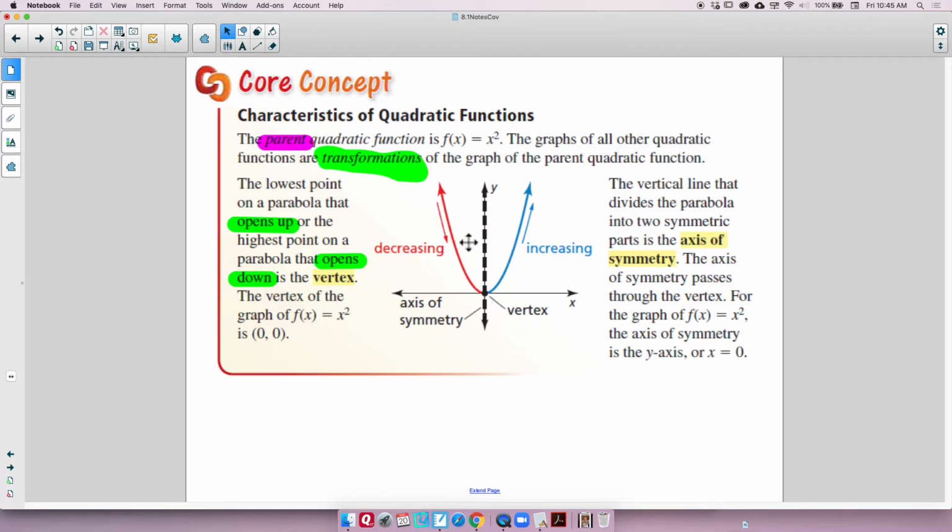So you can see that here. This is one that opens up. If we had one that opened down, that would also be the vertex. Okay. The vertex of f of x equals x squared, our parent function, is (0, 0). It meets right at the origin.